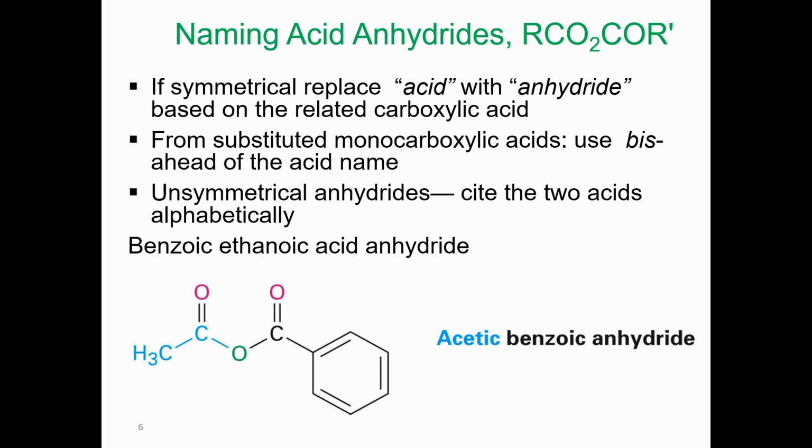So we're going to name them alphabetically. B comes before E. So we have benzoic ethanoic acid anhydride. This is the IUPAC name. But if we want to use the generic name, remember ethanoic acid is called acetic acid. So we talk about acetic benzoic because we are using the general name of ethanoic acid. But if you're talking about the IUPAC name, benzoic comes before ethanoic. This is for an anhydride formed by asymmetrical acids.